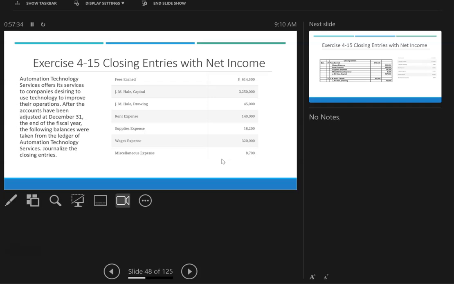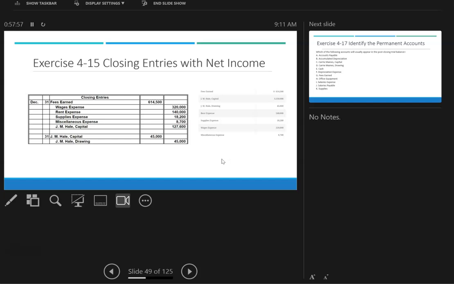Fees earned, we need to zero out. Rent expense will zero out. Supplies expense, wages expense, and miscellaneous expense will zero out our income statement. We also need to close the drawing account, right? Do you see fees earned normally has a credit balance, but to zero it, we're going to debit it. All the expenses normally have debit balances, but to zero them out, we're going to credit them.